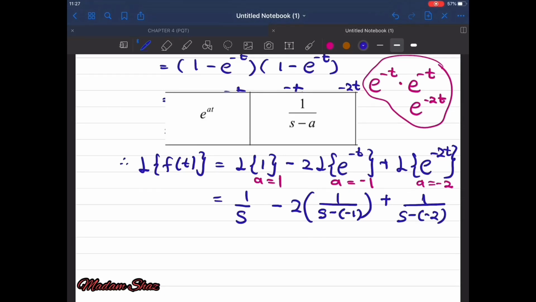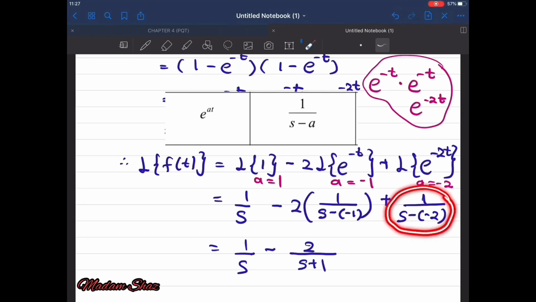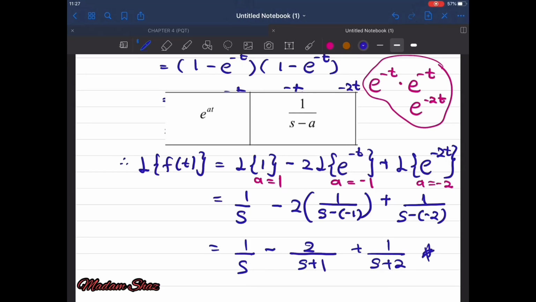Okay, now you have to simplify the negative signs. 1 over s, minus 2 can be multiplied inside, will become 2 over s minus negative 1, which is s plus 1, plus 1 over s minus negative 2. So minus negative 2 will become plus 2, giving 1 over s plus 2. So this is the final answer for the Laplace transform example C.